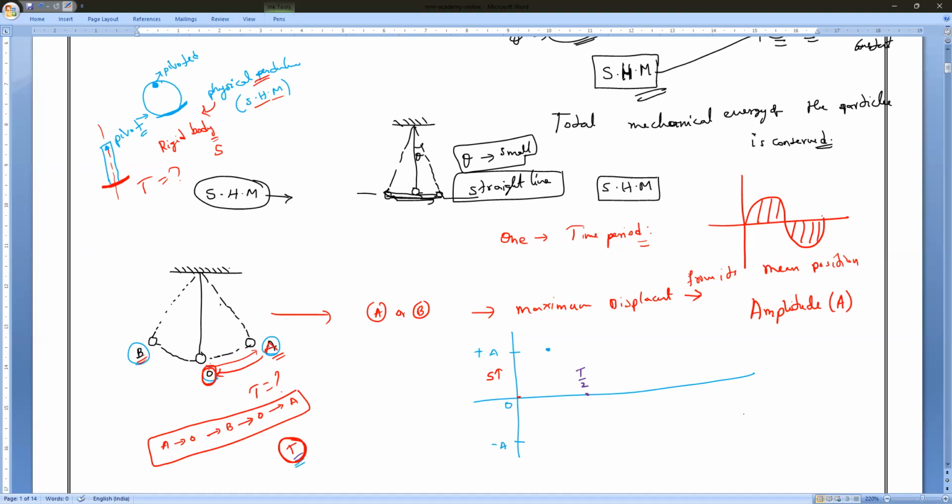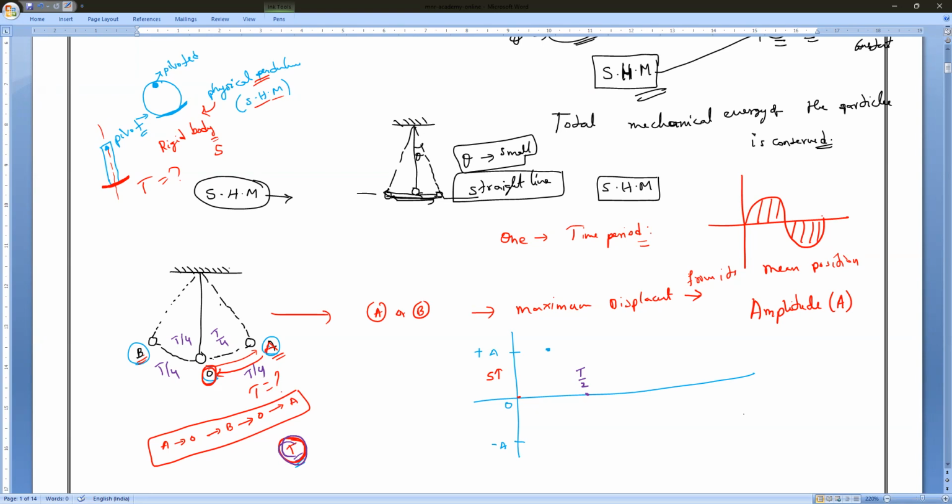So now A to O, what will happen? A to O, it will become T by 4. And again, T by 4, and again T by 4, and again T by 4. Totally T by 4 plus T by 4 plus T by 4 plus T by 4 equals T. Is it right? That is what we call the time period. Am I right? You understand? Please respond.